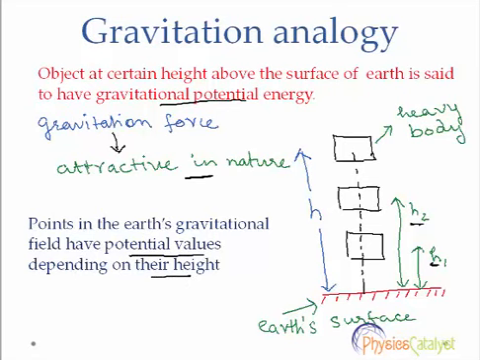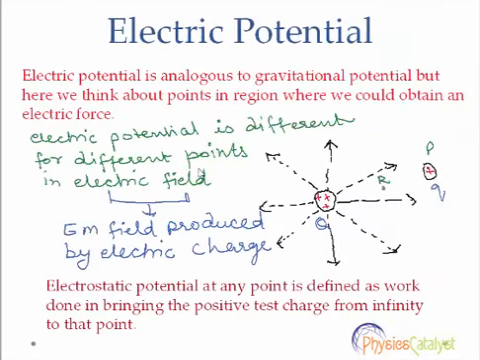Now electric potential is analogous to gravitational potential. But in this case, we think about points in a region where you could obtain an electric force. So like we have different gravitational potentials for objects at different heights, we have different electric potentials at different points in an electric field, depending on the distance of that particular point from the charge under consideration. Let us now discuss the above point in detail.